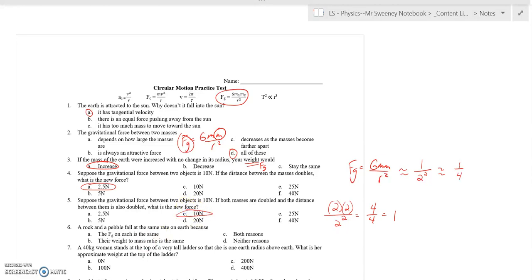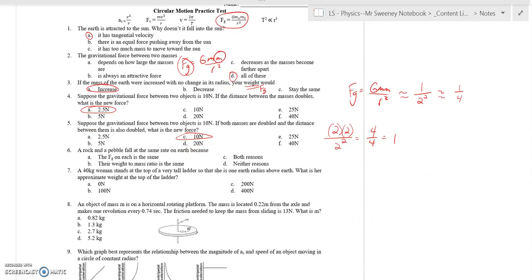Number 6, a rock and pebble fall at the same rate on Earth because, well, if you look at a rock versus a pebble, so this will be our rock, this will be our pebble. Force of gravity on the pebble is small, force of gravity on the rock is bigger. We know that to get force of gravity on Earth, you simply multiply mass times 9.8 if you're close to the surface of the Earth. If you look at that, 9.8 times the mass.